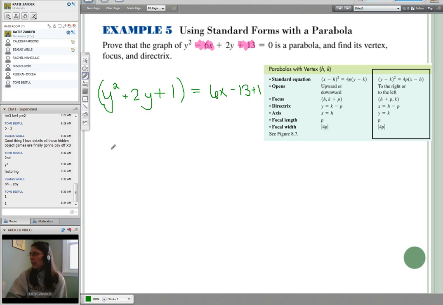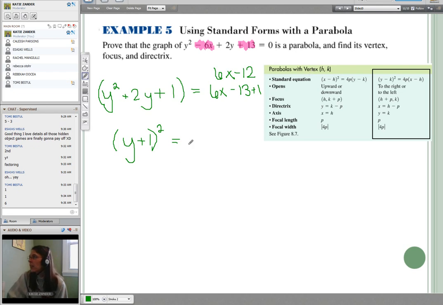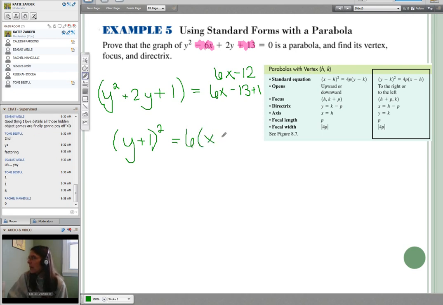We can then factor the left-hand side here. When we go to factor it, it always factors to y and then whatever half your middle term was. So we said half the middle term was a positive 1. Over here, I now have a 6x minus 12. Let's take out the GCF because to be in standard equation form, we need to have an x kind of by itself in there. So what's the GCF we can pull out from the right-hand side? A 6. If I take out a 6, we have an x minus 2 that's left.